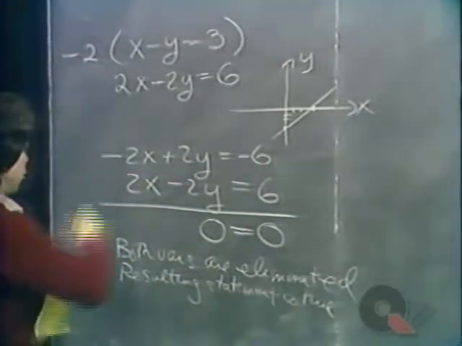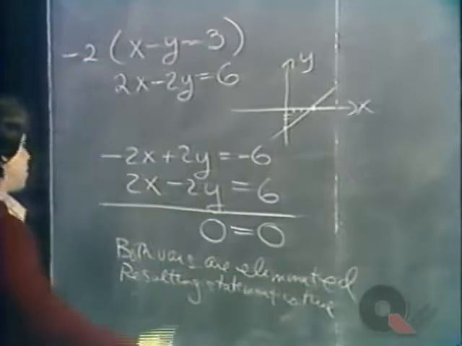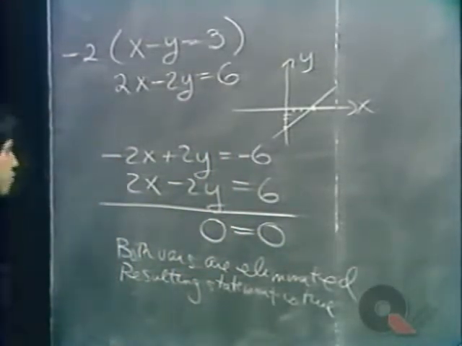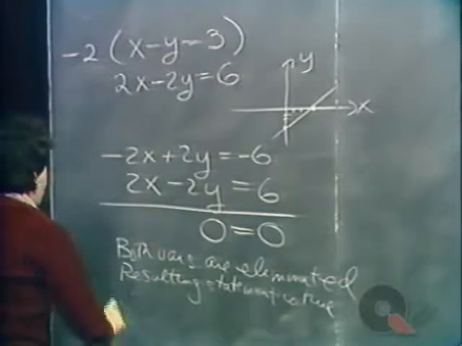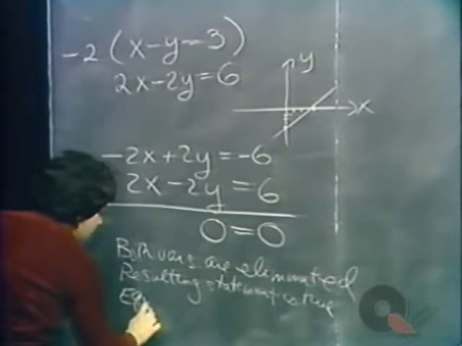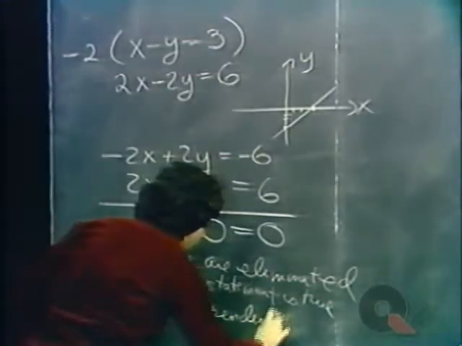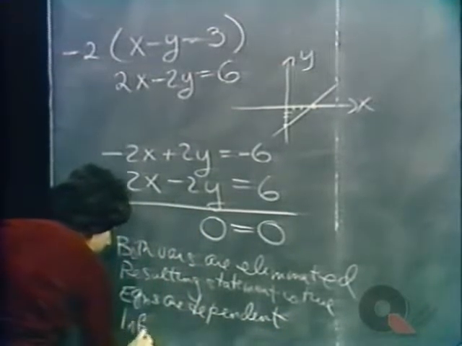So what we have here, and this shows itself algebraically, is that both variables are eliminated when you try to use this method of elimination, and the resulting statement is true. Okay? This tells me that the equations are dependent, and there are an infinite number of solutions.